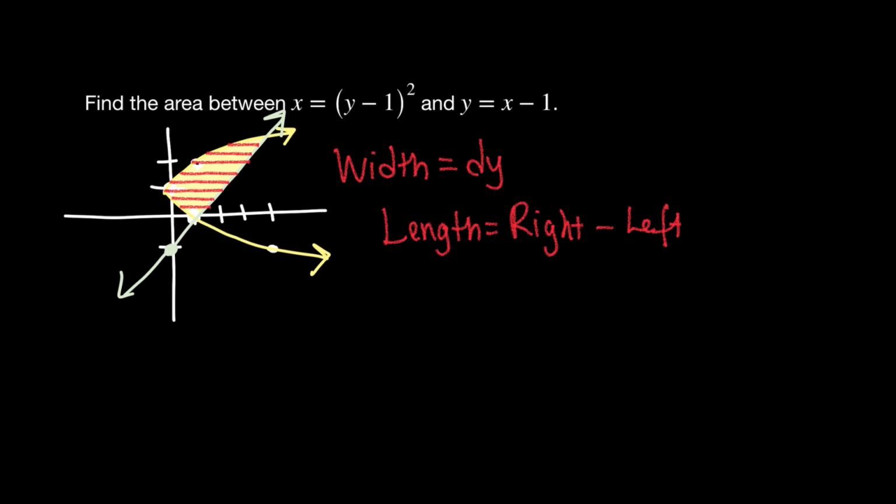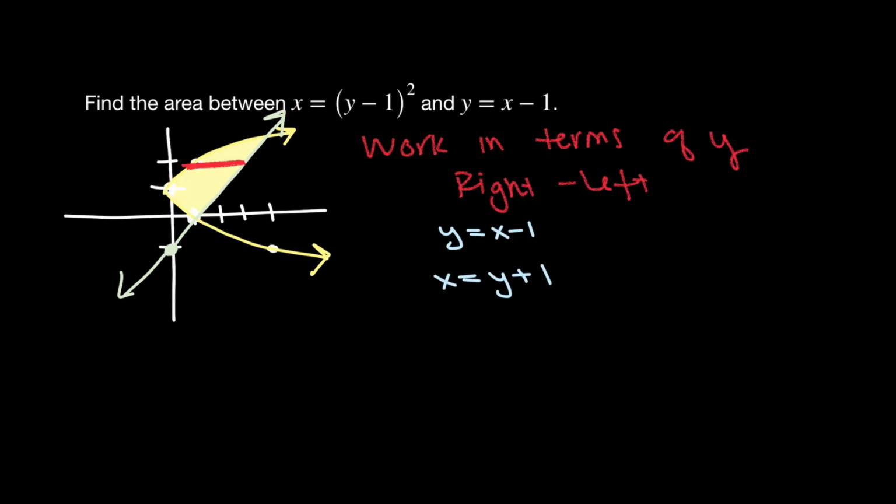And if I slice horizontally, the right side of the object is always the line, and the left side of the object is always the parabola. If we want to slice this horizontally, that means the width of my rectangles is actually a delta y or a dy. That's telling me we're going to have to work in terms of y. And the length of these rectangles is going to be the right side minus the left side. We're going to take right minus left. That's the thing we're going to integrate.